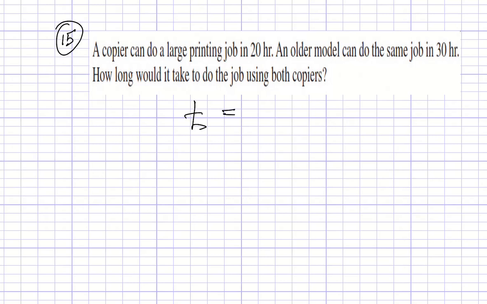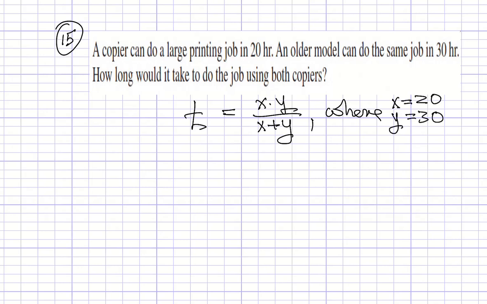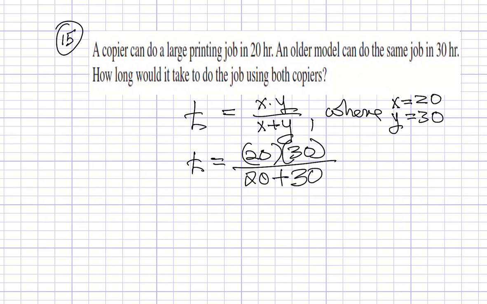T will be x times y over x plus y, where, make sure you understand, x is the hours it would take the first copier and y is the hours it would take the second copier. So x equals 20, y equals 30. Basically, we put it in there, we're done. Put it in there and simplify. Okay, 20 times 30 over 20 plus 30. You see that, right? All right, so let's simplify.